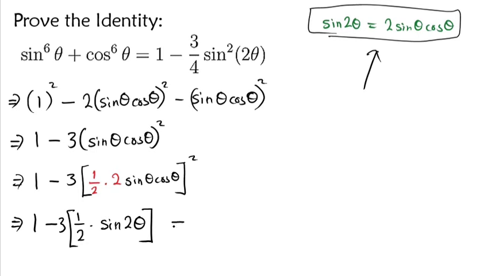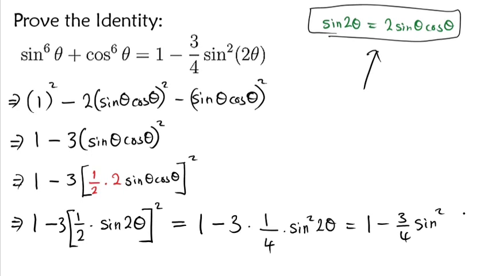Then there's a square. So let's square everything inside that bracket. So we'll have 1 minus 3. Now, since there's a square, half squared will be 1 squared is 1, 2 squared is 4. Then that is sine square as well, 2 theta. So final expression, 1 minus 3 over 4 sine square 2 theta. As shown.